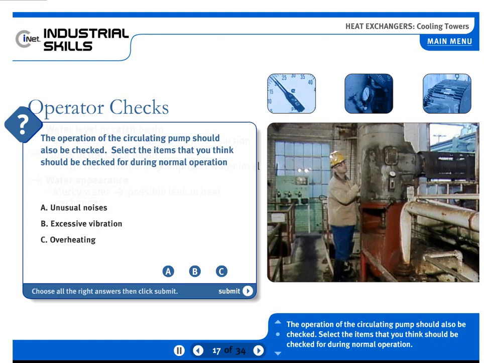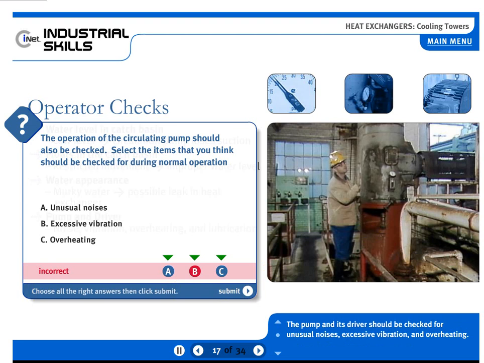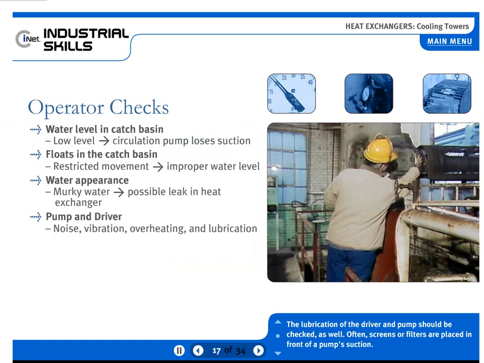Select the items that you think should be checked for during normal operation. That's not right. The pump and its driver should be checked for unusual noises, excessive vibration, and overheating. The lubrication of the driver and pump should be checked as well.